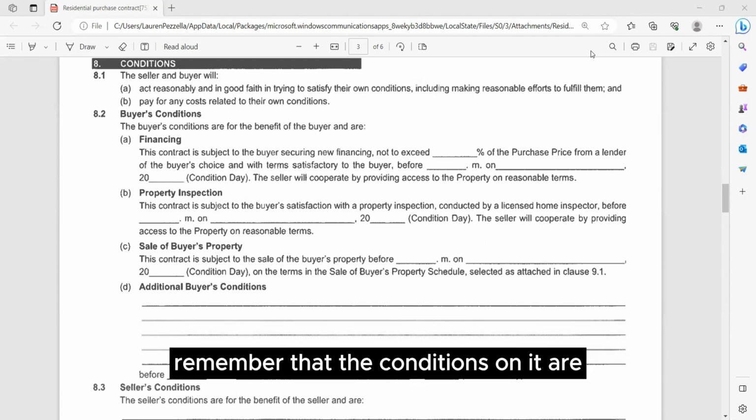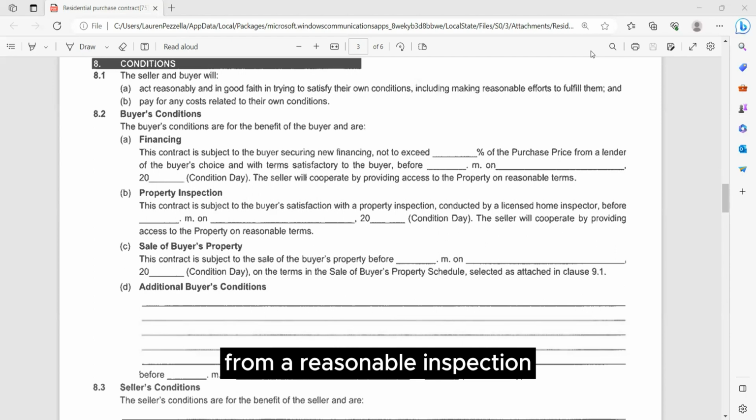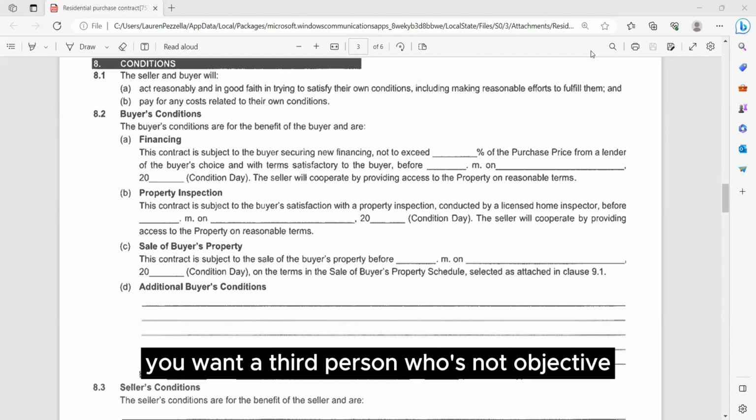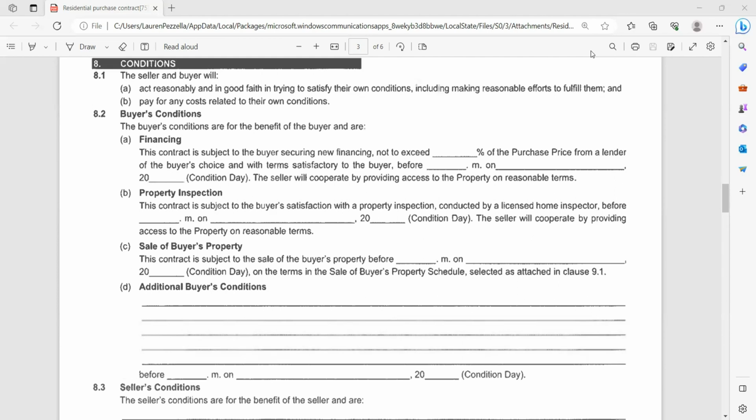Remember that the conditions on it are that you have to disclose material defects that the other person wouldn't know about from a reasonable inspection. So that's why you hire someone to do that inspection for you. The other big part of why you want a property inspection is that you want a third person who is objective.